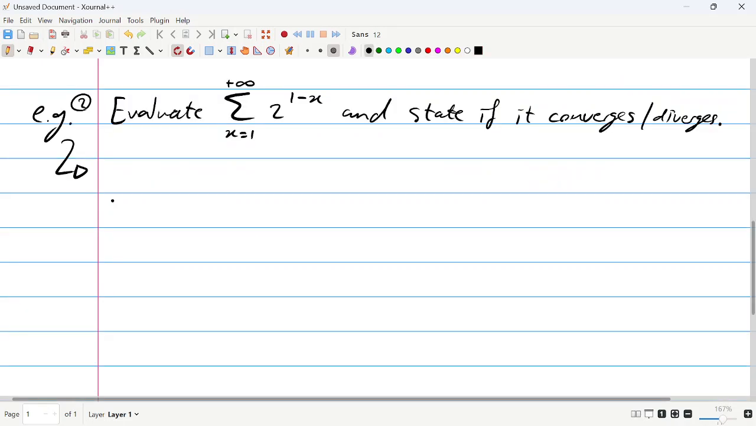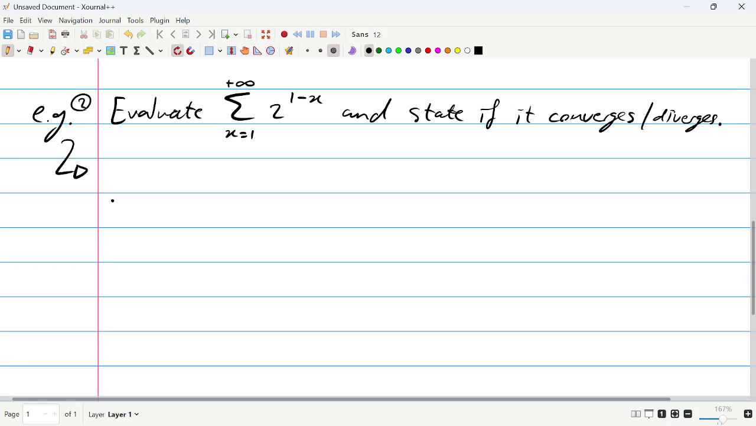Alright, so here's a question, and this will be the last question for sum to infinity. Example number 2 says, evaluate the sum from x equals 1 until infinity of 2 to the power of 1 minus x, and state if it converges or diverges. I just put that last part in because you clearly need to state it. It makes sense. And they're probably going to ask that in the exam. Does it diverge or does it converge, and why?